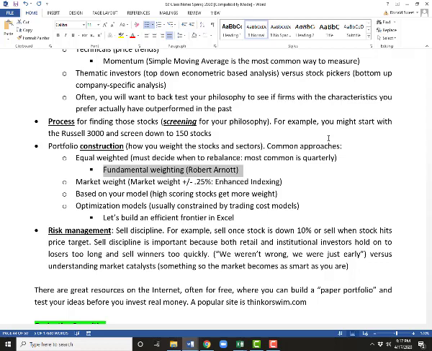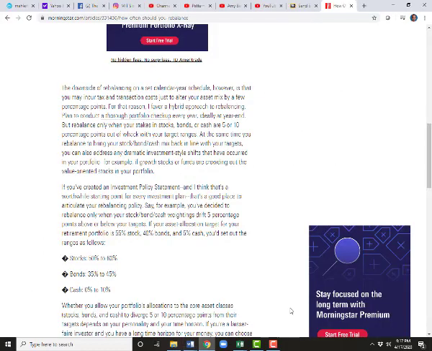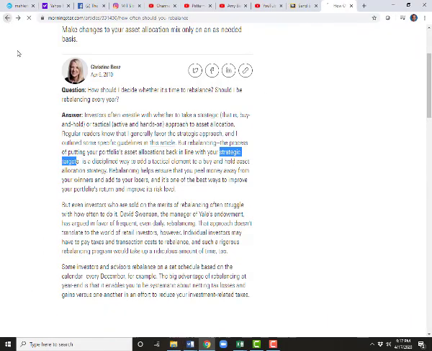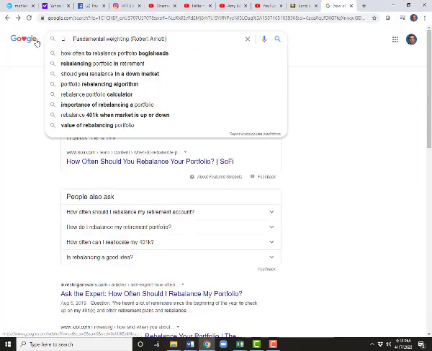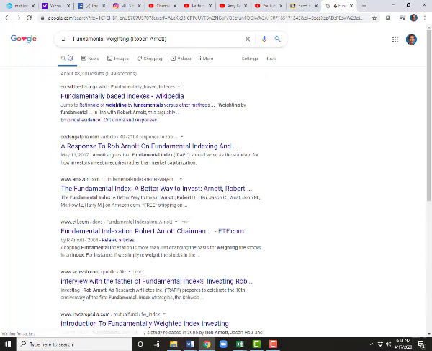That's more used for an index fund. So rather than using market weights in an index fund, you use fundamental weightings, but you could use fundamental weightings in an actively managed portfolio as well. So I encourage you to look that up, fundamental weighting with Robert Arnott. There would be plenty of articles on that. Arnott's probably the most famous person on that. There's a Wikipedia page.